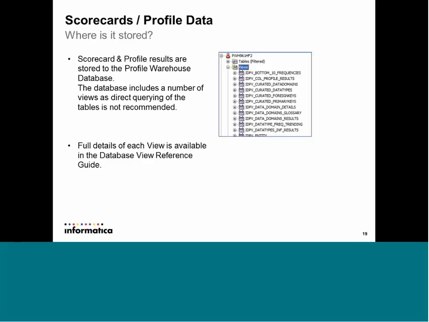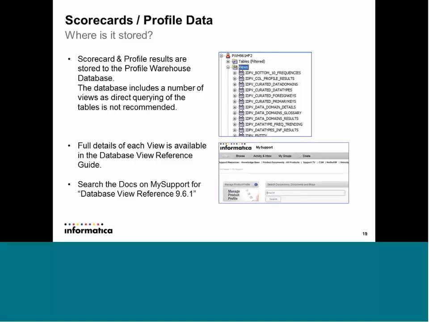The full details of each of these views is available in the database view reference guide, and your best option for that is to simply search the docs on the My Support portal for database view reference, and you can put in your version, so 9.6.1 will get you that version, and that would have all the information on the profile warehouse views and the model repository views. So a useful document if you need to gather any information from the Informatica database. It's probably your first port of call.